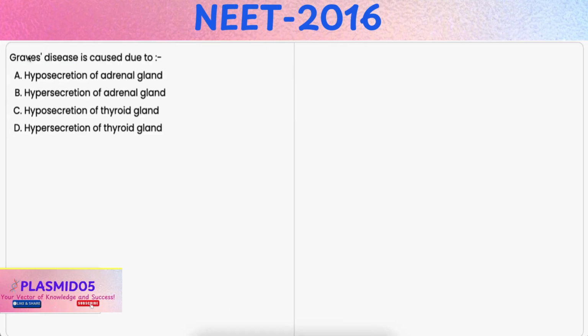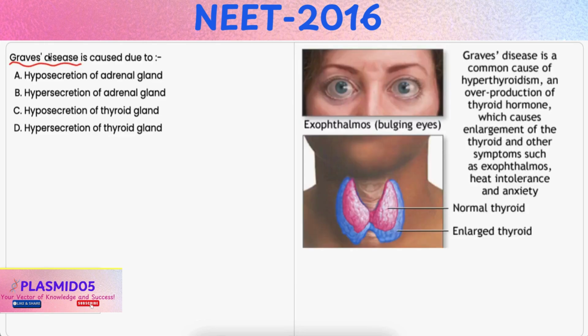In this question, you have to point out the reason for the Graves' disease. Now, Graves' disease is an autoimmune disorder that causes the thyroid gland to overproduce thyroid hormones, that is hyperthyroidism. And it is characterized by symptoms like weight loss, increased heart rate, heat intolerance, and sometimes bulging eyes, that is exophthalmos. Hence, the correct answer is option D, that is hypersecretion.